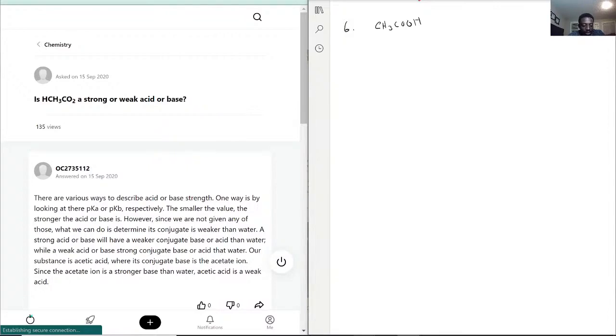So with that being said, though, let's focus on the question at hand and make sure we have the right molecule. So 2 C's, H3 here, an H at the end, and 2 O's. Okay, so we do have the right one here. And is it a strong or weak acid or base? So with this, we first need to write out our dissociation formula.